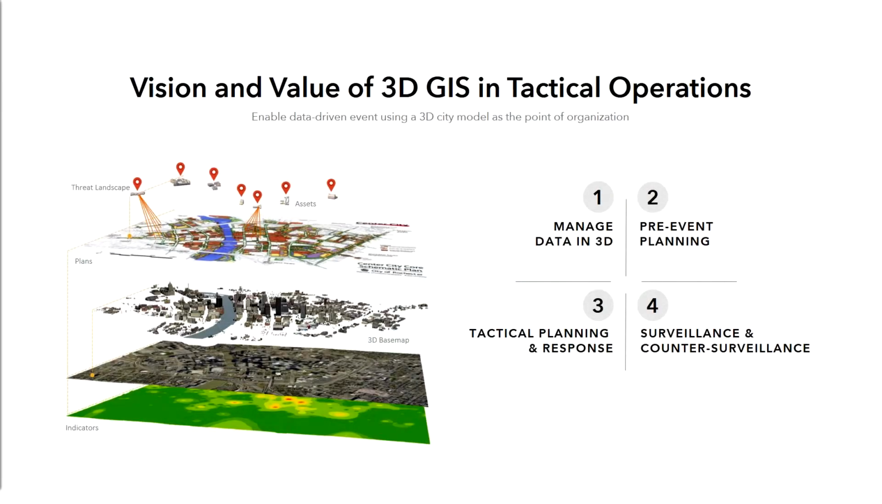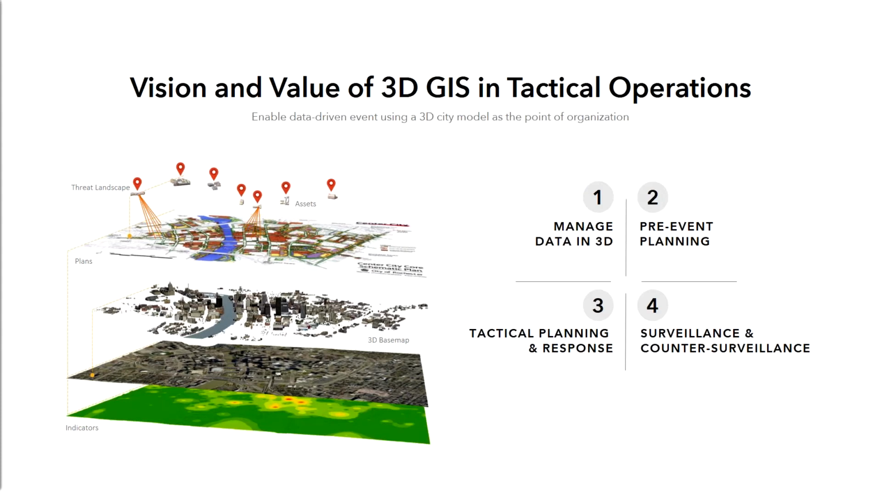And how we see this type of capability being applied is first in the managing of the data itself. So being able to show the representation of indicators that may impact event plans or threat landscapes is a critical component of the event planning process. Some indicators might be where all of the event assets are, like staging, booths, security hotspots, and being able to manage all of that information within a 3D context.